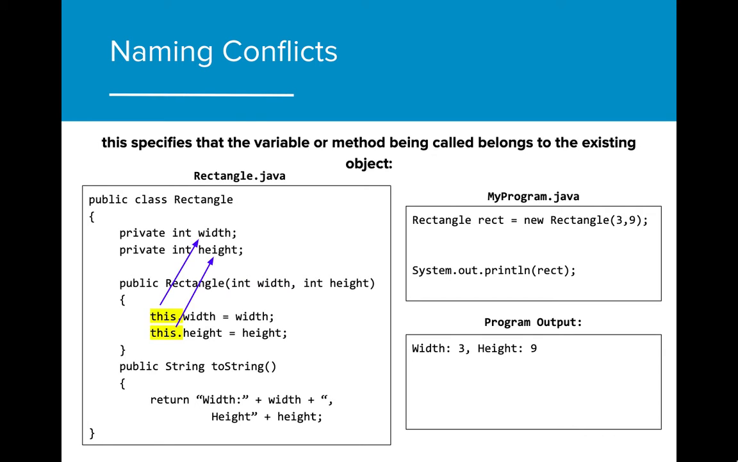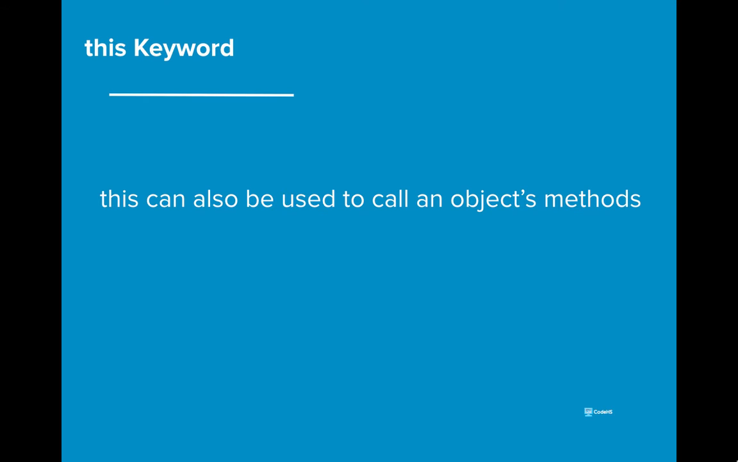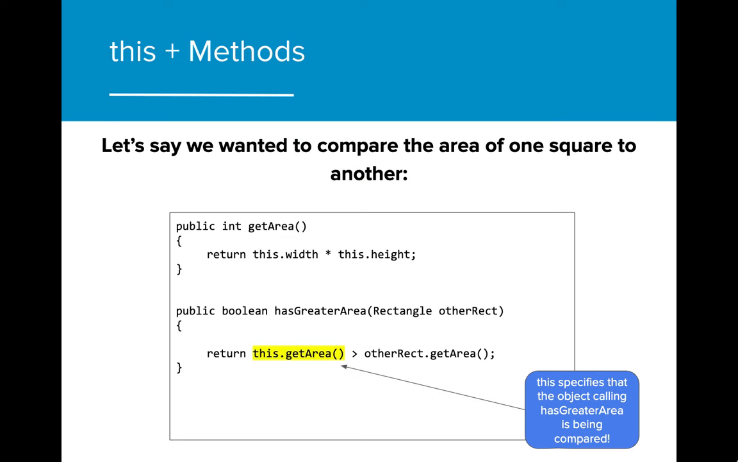Because this is a reference to a specific object, it can also be used to call an object's methods. Suppose we wanted to create a method to compare the area of one rectangle to another. We could do so by writing a hasGreaterArea method that took the area of one rectangle and compared it to another. In this example, we see that the keyword this can be used to call the object methods, just as otherRect.getArea gets the area of the rectangle object otherRect.